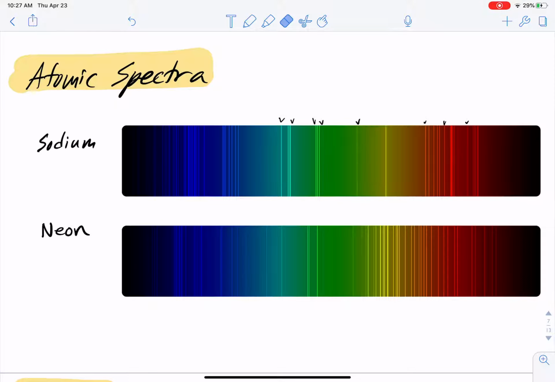Suffice it to say, if you look at these two different spectra, the light coming off of sodium and the light coming off of neon, they have similarities, but they're also different. And so this is one of the ways that we identify different elements, by looking at the spectrum, sort of like a fingerprint. These are the lines of the fingerprint. And so we can identify what the material is by the spectrum that it gives off.